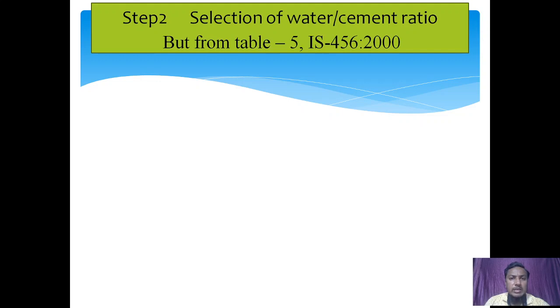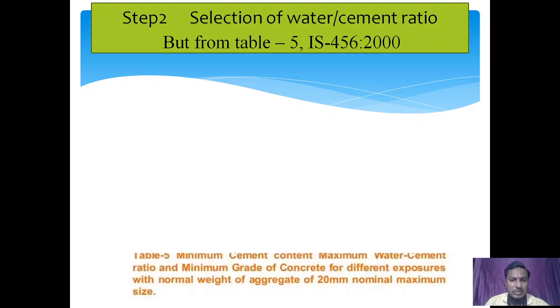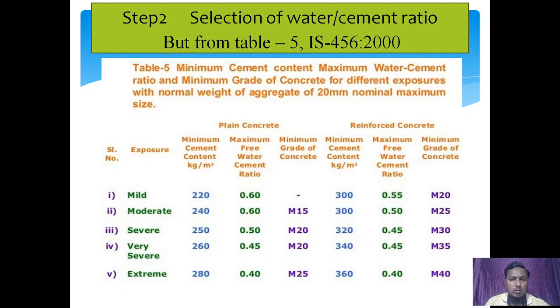You can also select the water cement ratio from Table number 5, which is also given in IS 456, by using these two procedures. So here you are seeing the different exposure conditions and minimum cement content, plain concrete, and water cement ratio. By using this table, you may also select the water cement ratio, which is given in IS 456 2000.